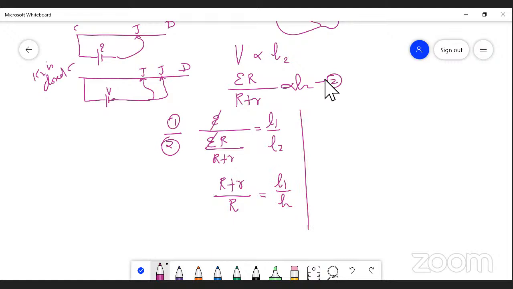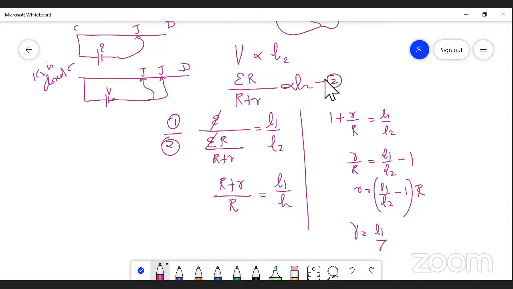Now I can write this as 1 plus small r divided by capital R is equal to L1 divided by L2. Small r is required, so small r by capital R is equal to L1 by L2 minus 1. So small r is equal to L1 by L2 minus 1, into capital R. So this is the expression for small r.